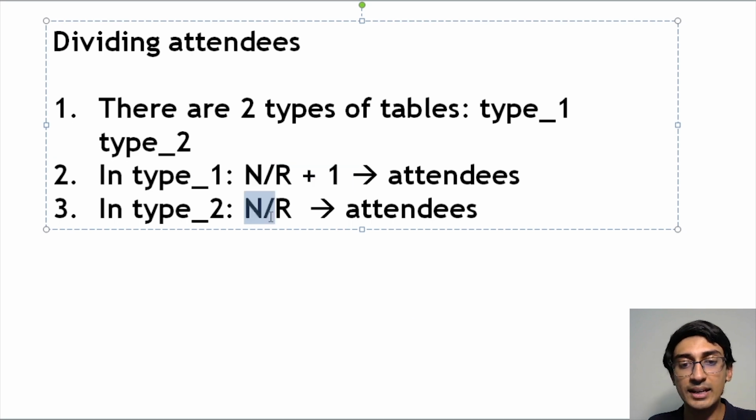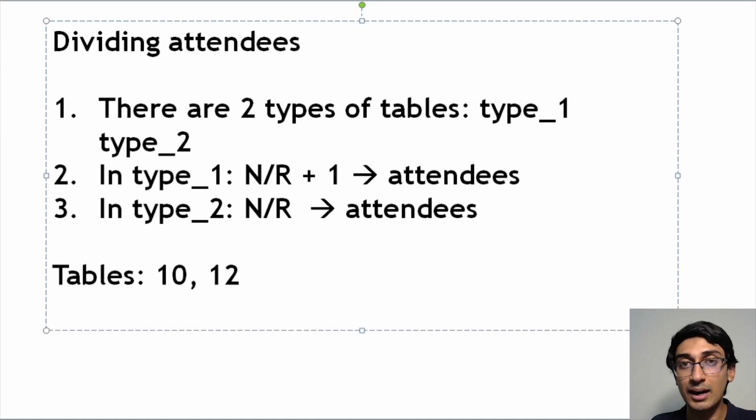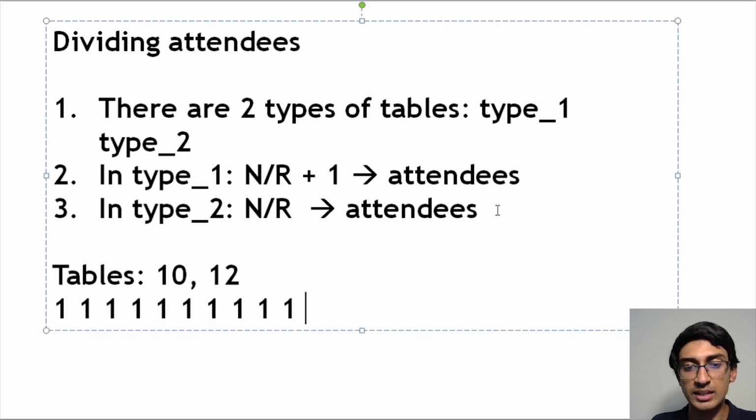In type 2, we'll get n by r attendees, which means let's say there are 12 people, right? Let me do it this way. There are 10 tables and there are 12 people. Well, n by r integer division would be 1, so all of them get 1 1 1 1. This is 5, right? So we have 5 here and 10 people, and we will do 2 and 2. So there are two types of tables here always. Type 1 table, which is n by r plus 1, which we have over here, and the n by r tables are these remaining ones, right?